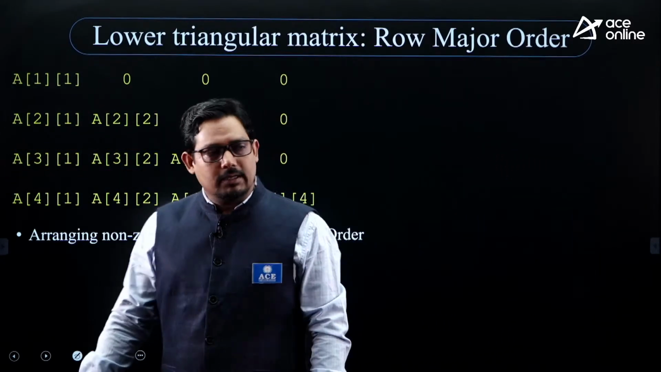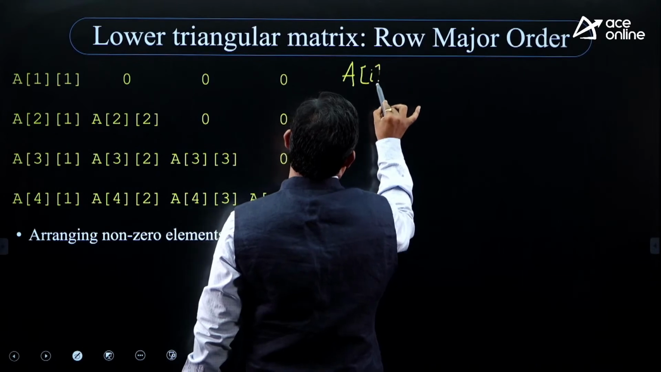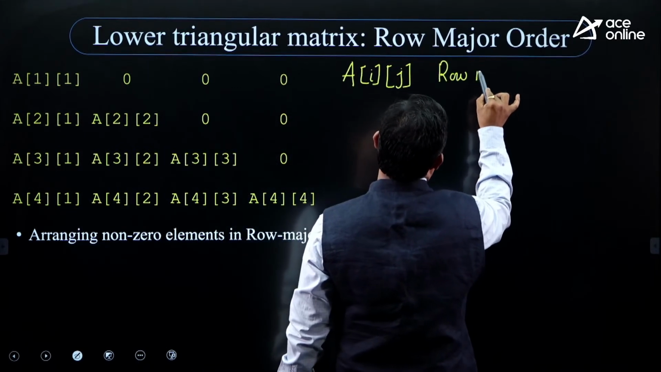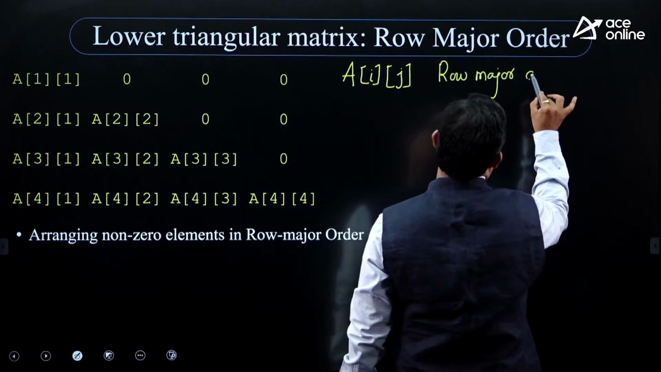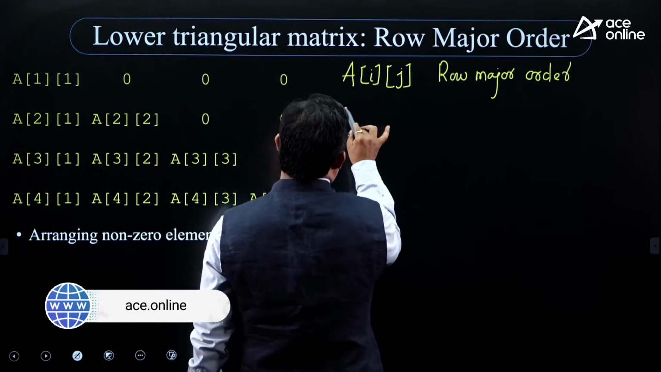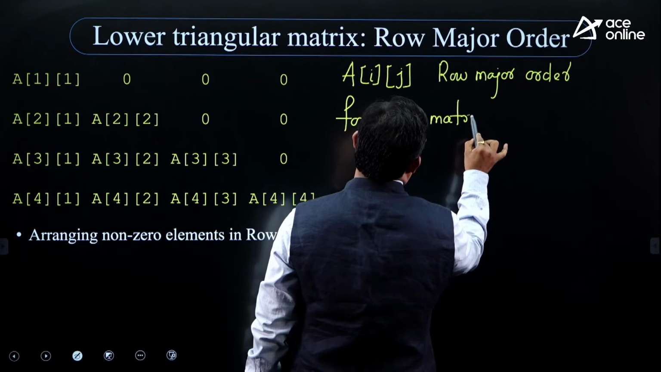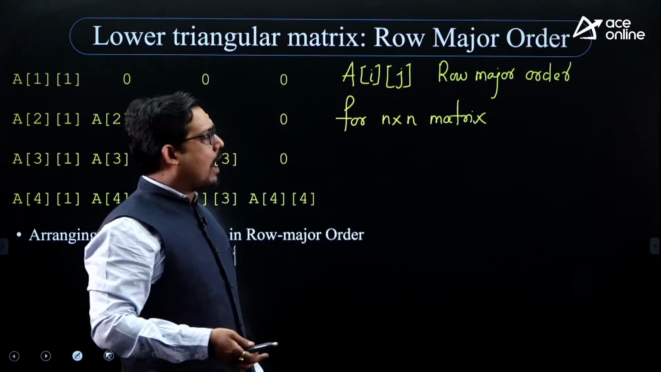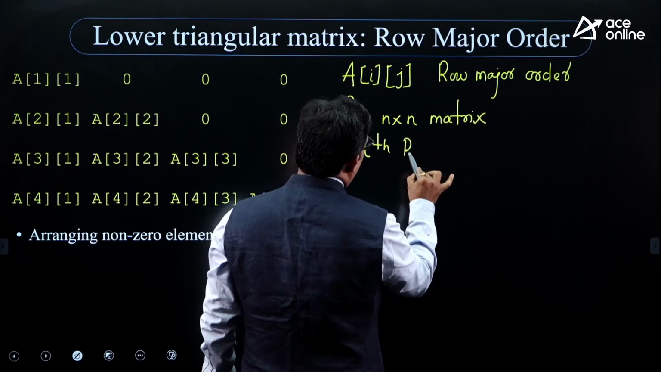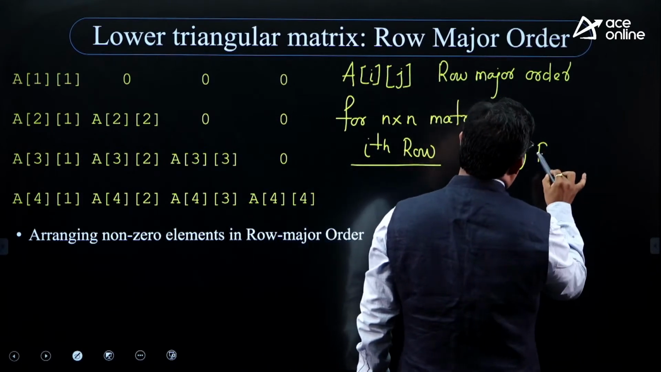Now I want to find the row-major ordering for A i j, where this is a generalized answer: the address of Aij in row-major order, for an n cross n matrix with lower bound 1. If I am in the ith row, then i minus 1 rows are completed. This is the calculation for the ith row.